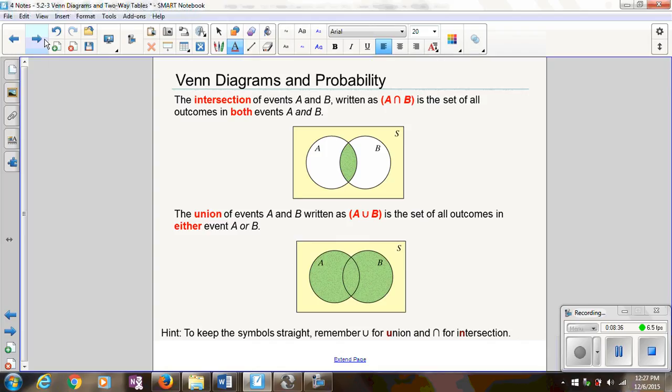Okay, so the first thing we're going to do is revisit the idea of a Venn diagram. We're going to be using these terms, intersection and union. The intersection of events A and B is going to be where they cross. So think about an intersection as where two things cross, where they overlap.